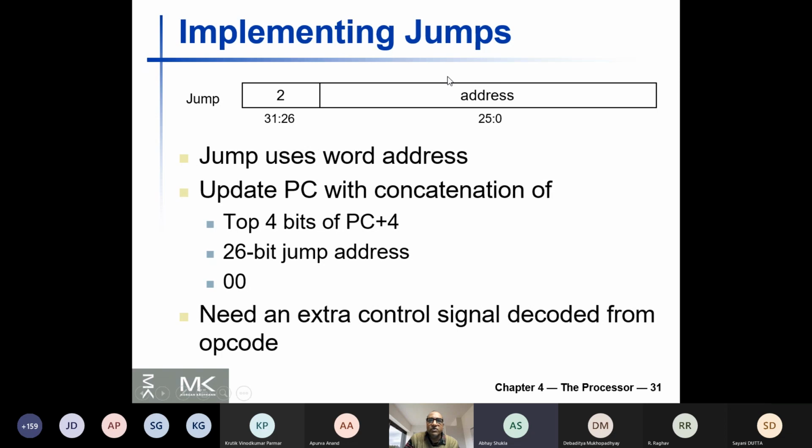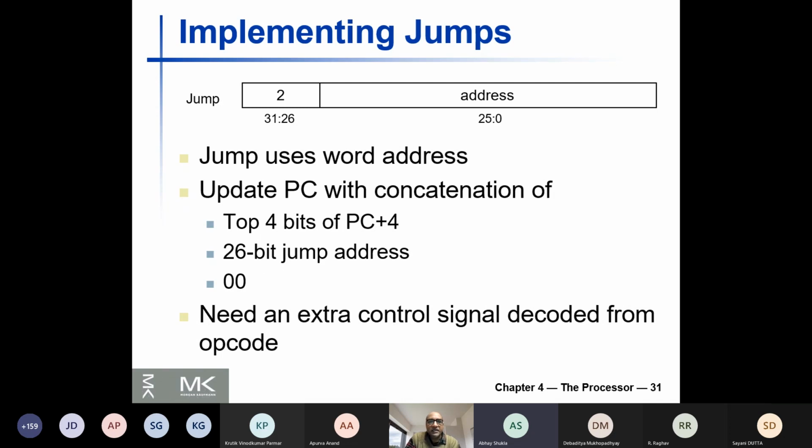For that we know how to compute this address, and we have 26 bits over here. This is the word address. To generate a byte address, we have to shift it by 2 locations. Then it becomes 28 bits. When the word address is converted to byte address, this becomes 28 bits, and 4 more bits are required. Those 4 more bits are derived from whatever PC plus 4 is. From PC plus 4, the most significant 4 bits will be concatenated with these 28 bits. That is what was mentioned here in the process.